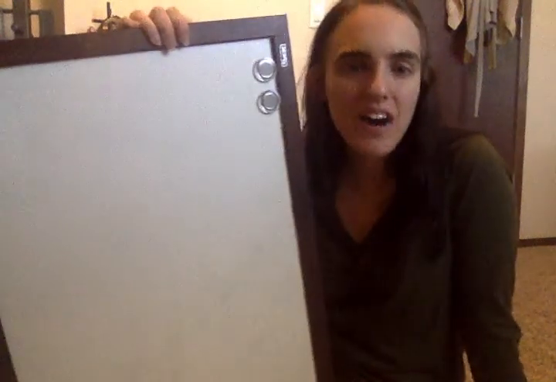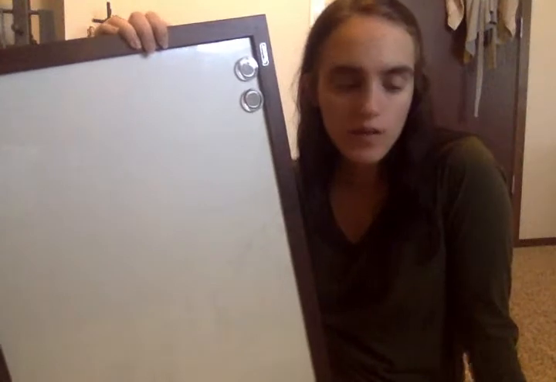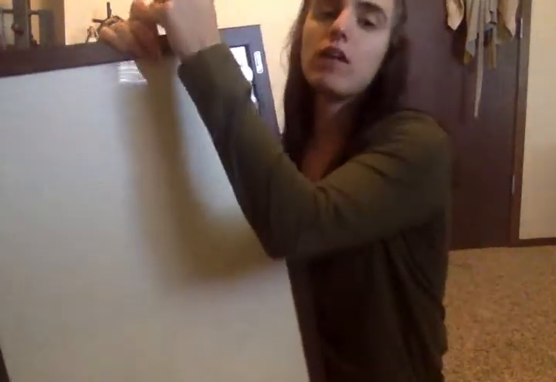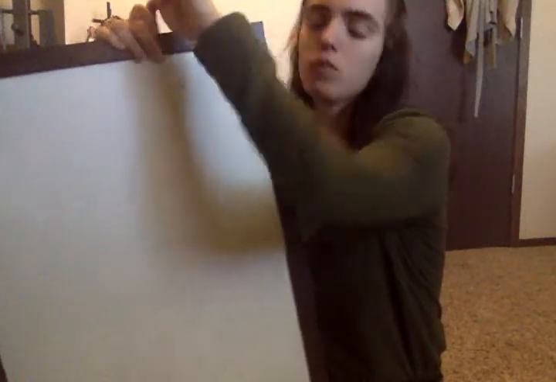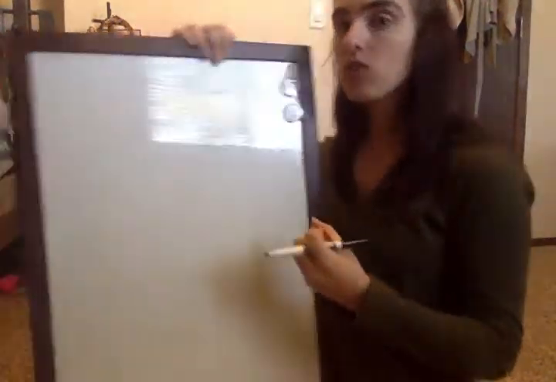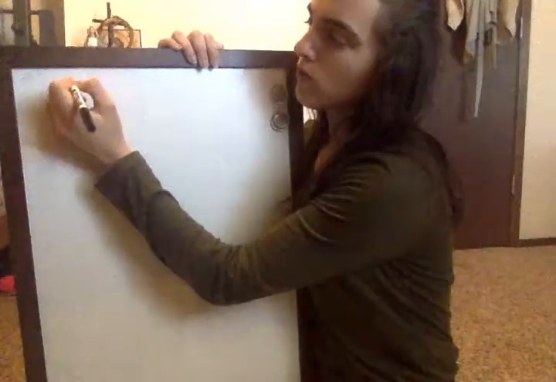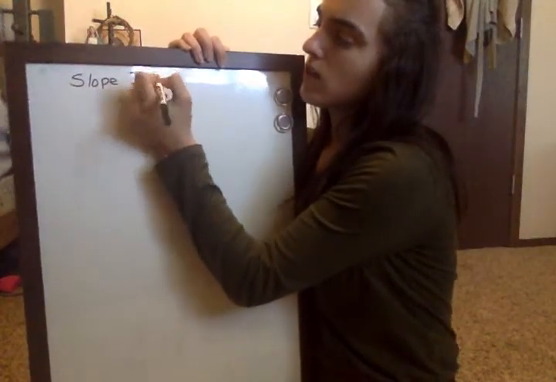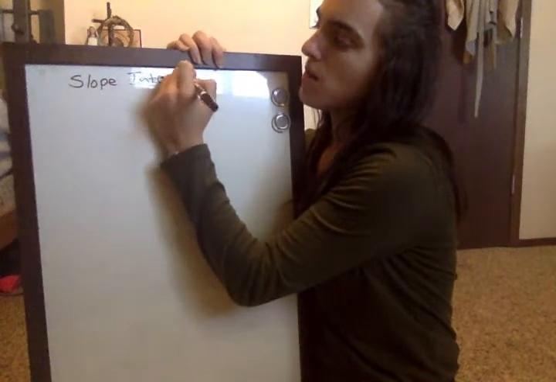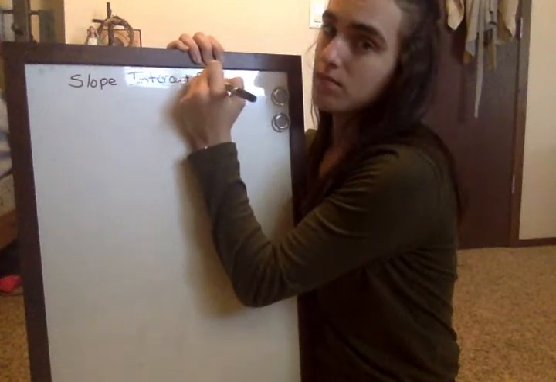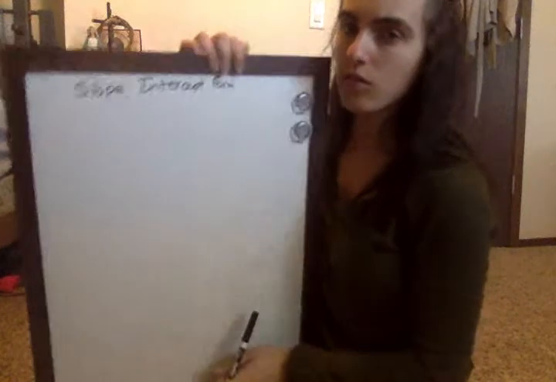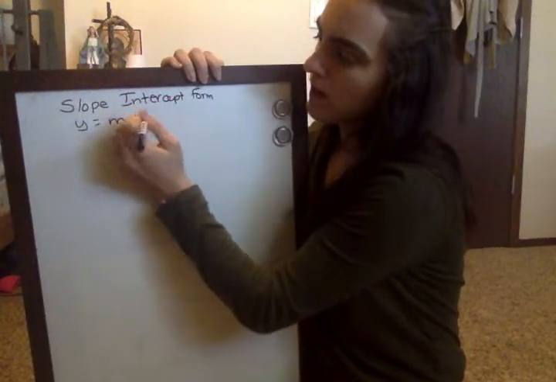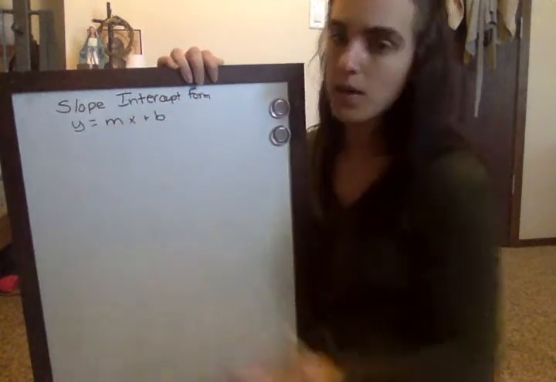So we're continuing on in our graphing and we are going to talk about graphing using intercepts. Graphing using the different intercepts. So we're going to use this equation. It's called the slope-intercept form. Slope-intercept form is y equals mx plus b.